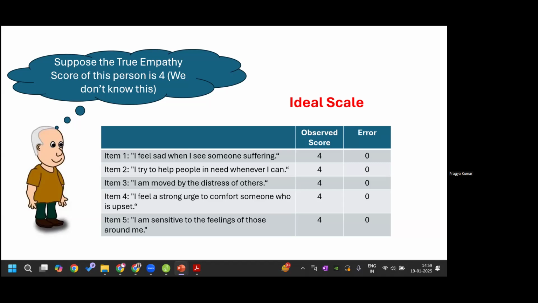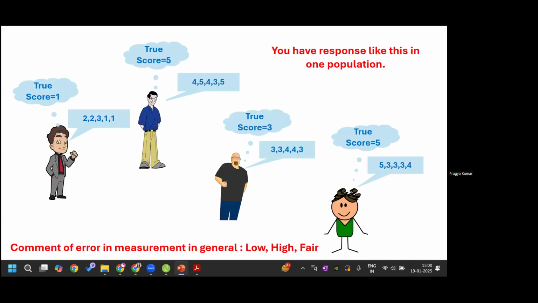And the observed score of the first item is 4. Item 2 is also 4, 3, 4. All the items are showing an observed score of 4 and there is no error. So this is an ideal scale where all the items are measuring the true score of the person. But in a practical scale, it might score 3 on the first item and might score 5 on another item. So you can see there is an error of -1 in the first item and an error of +1 and -1 in the fourth and fifth items.